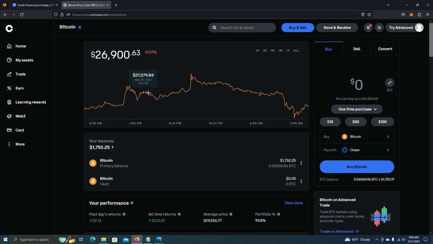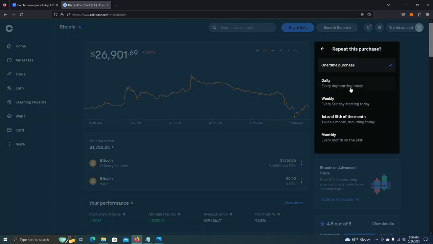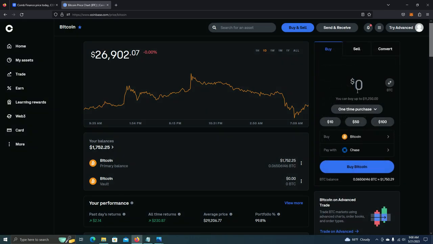For me, I use Coinbase, and if you see on the right hand side here, you can select this drop down and it'll show you the options you can choose to buy. You can buy daily, weekly, on the first and 15th of the month, or monthly. Then you can choose $50 increments, $500, $5,000, whatever is good for you. I don't have that much funds, so I'm just doing a little bit every week, but every little bit counts, right?